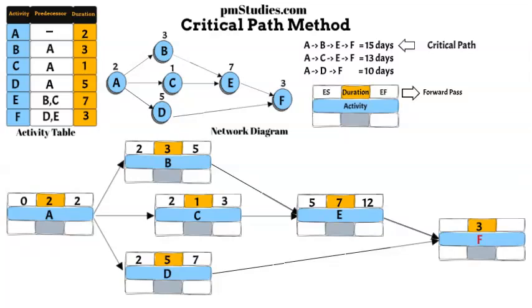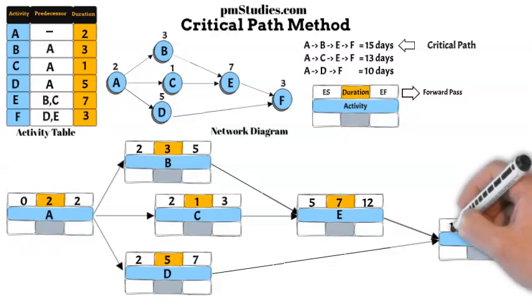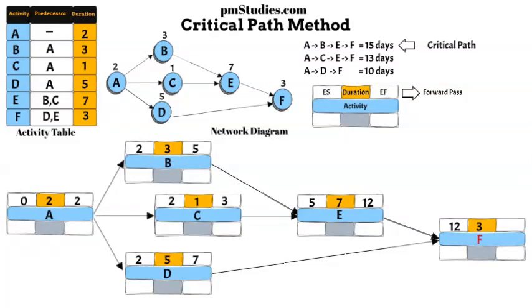Since activity F needs both activity E and D to be finished first, we will have to select the higher EF of activity E and D into the ES of activity F. In this case, we enter 12 into the ES. The EF will be the ES plus duration, which would result in 15.